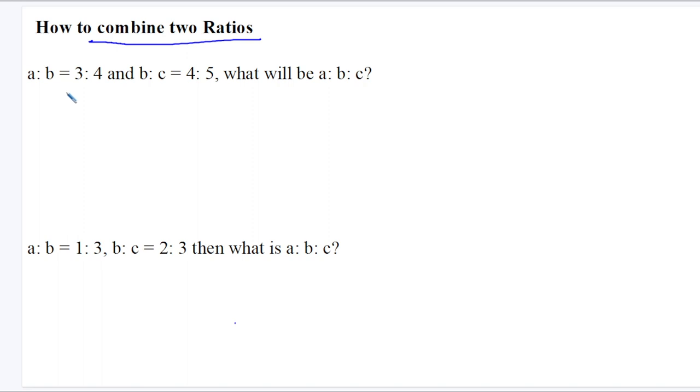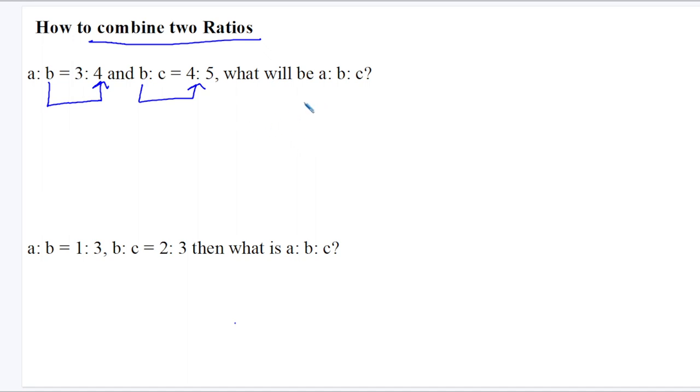To combine two ratios, you have to see which part is common in both the ratios, which variable is there in both the ratios. Suppose for this particular question I have A is to B equal to 3 is to 4, B is to C equal to 4 is to 5. I can see that B is there in both the ratios. Now check what is the value of B in both the ratios. B here is 4 and B here is also 4. That means the value of B, the common variable, is same in both the ratios.